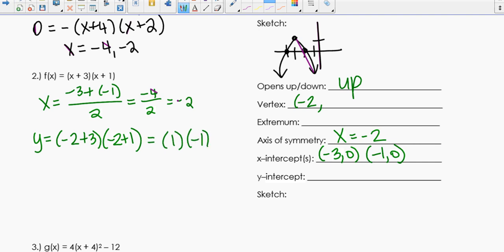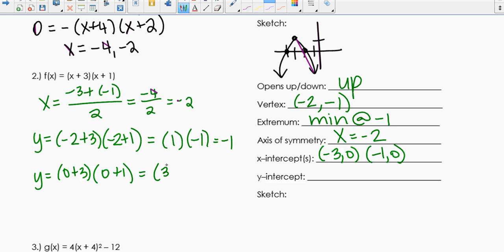So multiply those together and you get a y-coordinate of negative 1. This is opening up, so it is a minimum at negative 1. Last but not least, we need our y-intercept. That is when x is 0. So y equals 0 plus 3, which hopefully you don't need to write out, but I will for you, and 0 plus 1 gets you 3 times 1, which is 3.